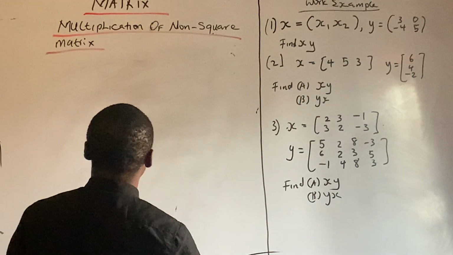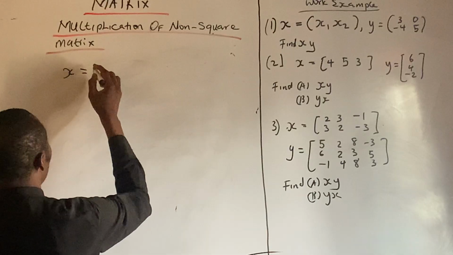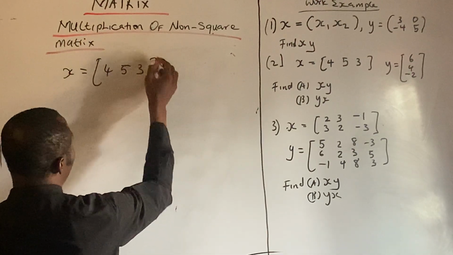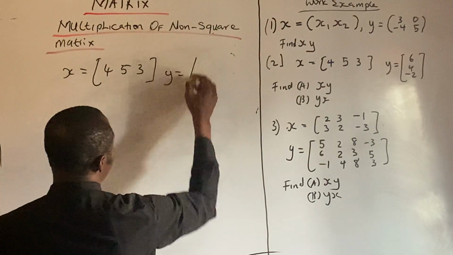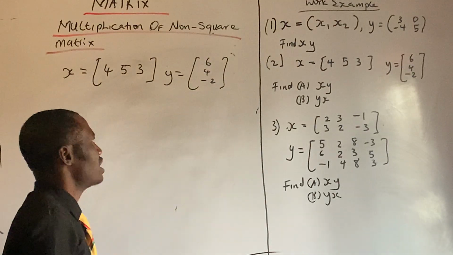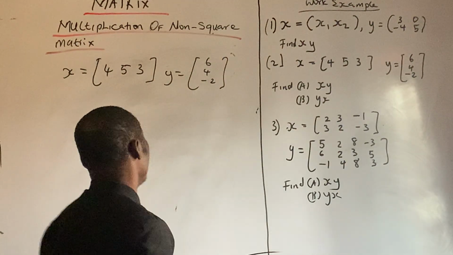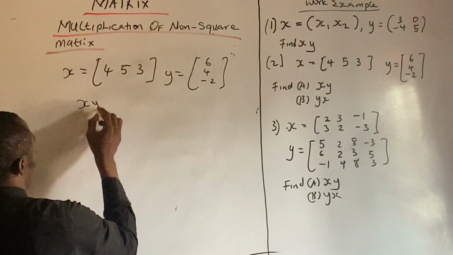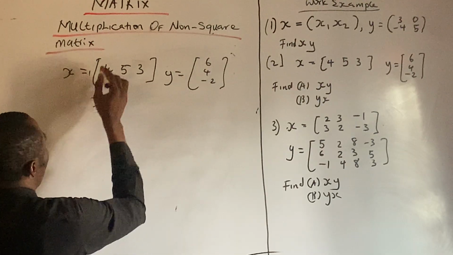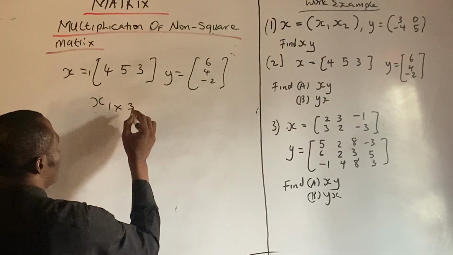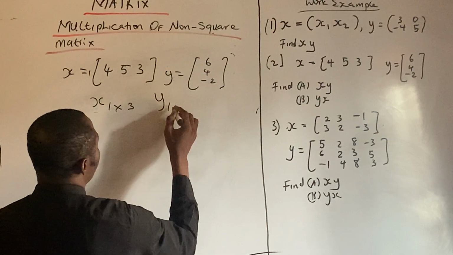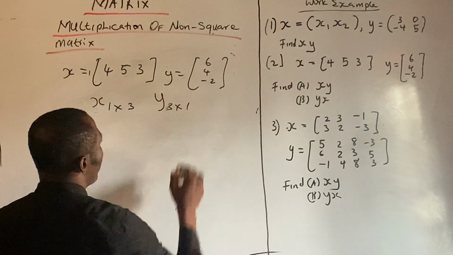Now we have the next matrix. X is equal to 4, 5, 3, and then Y is equal to 6, 4, minus 2. Now, how do we solve this? We are told to find X times Y. First of all, let's find the size of X. The size of X is 1 by 3. So this is a 1 by 3 matrix. The size of Y is a 3 by 1 matrix.